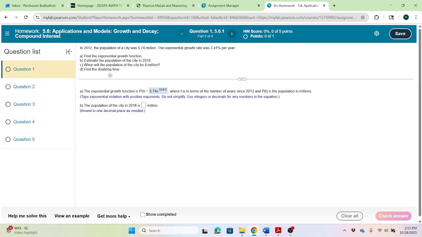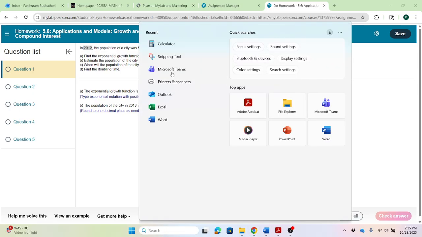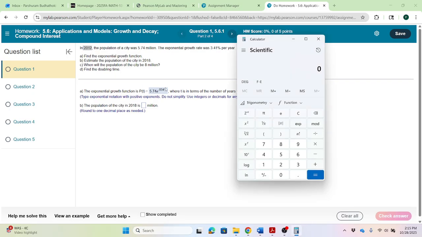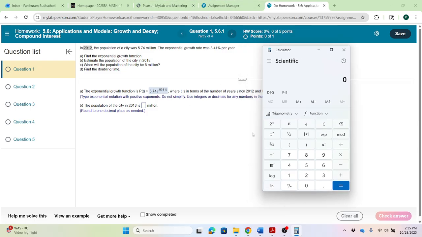Now estimate the population of the city in 2018. We started in 2012, so the time difference is 6 years. We use this function, put t equals 6, and do the calculation. Just go to the calculator and find e to the power 0.0341 times 6, for 6 years from 2012 to 2018. Take e to the power of that number. Where is the e?